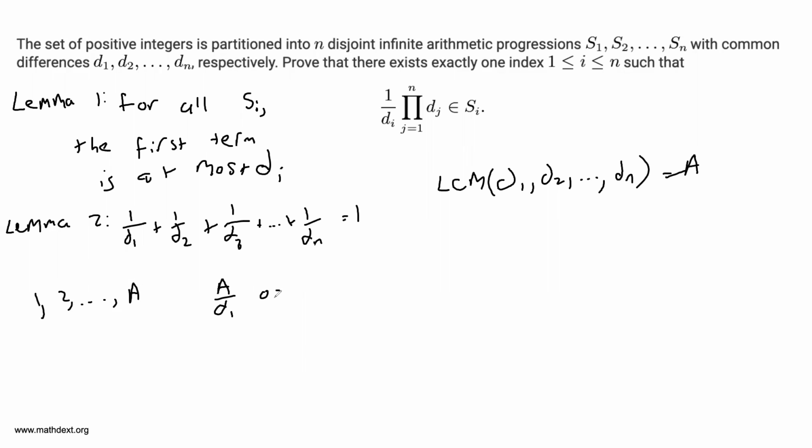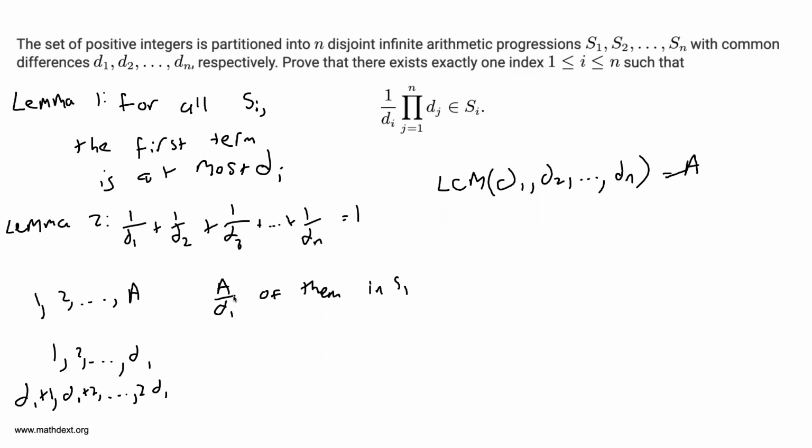And a over d1 has to be an integer because a is the least common multiple of d1 and some other stuff, right? So a over d1 of them are in S1 because, well, think about it. Exactly one number from 1 all the way up to d1 is in S1. Exactly one number from d1 plus 1 to 2d1, exactly one number from this range is in the first sequence. And this is because of lemma 1. For all Si, the first term is at most di. So the first term has to be in this range, then you add di. The second term has to be in the next range, and so on.